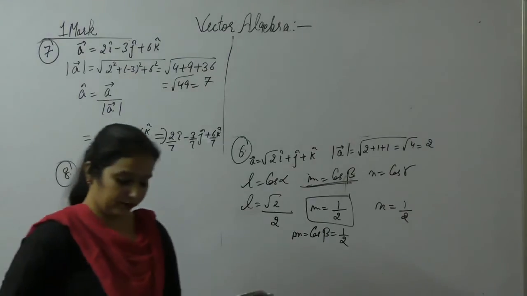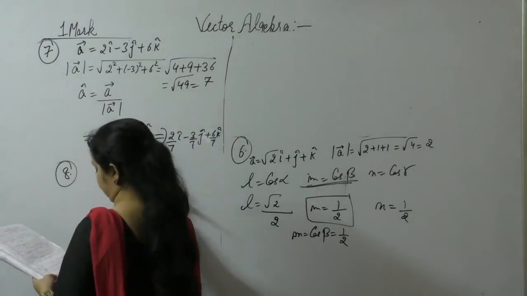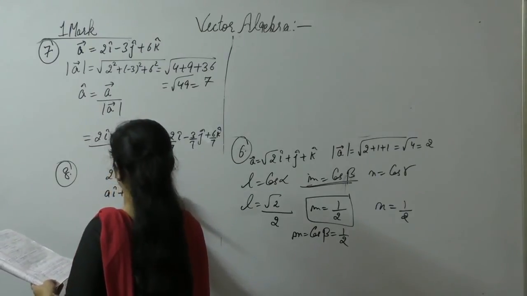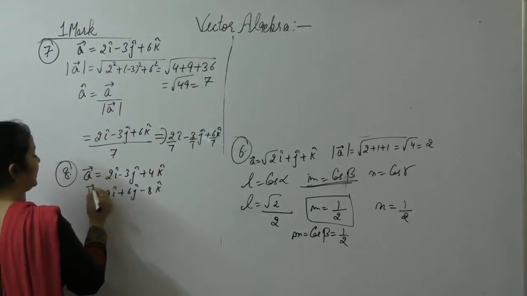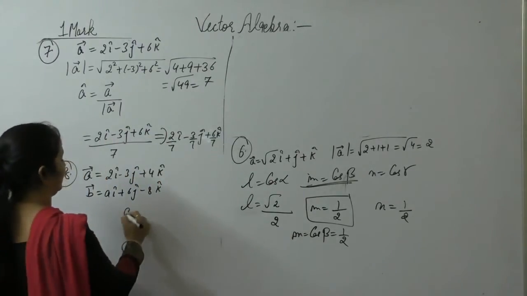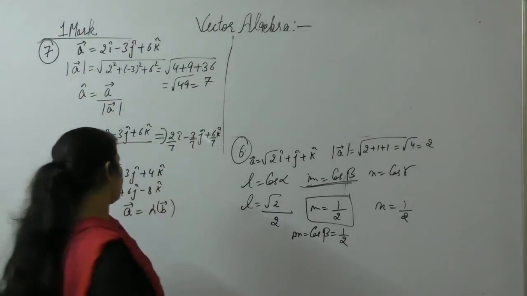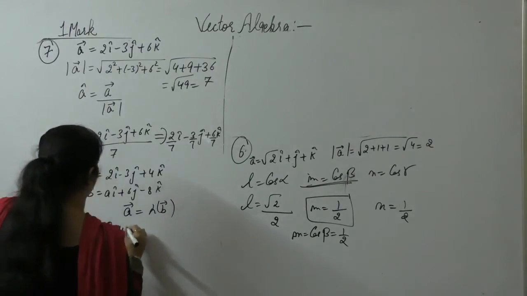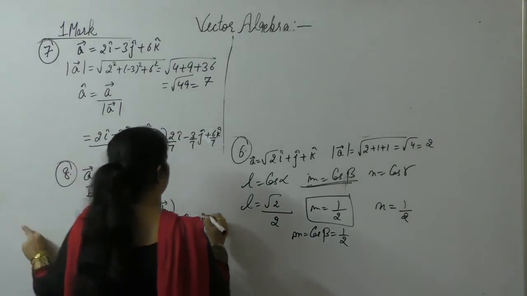For what value of a are the vector 2i minus 3j plus 4k and the vector ai plus 6j minus 8k collinear? Let this vector be vector a and this be vector b. We know that two vectors a and b are collinear if a vector is equal to lambda times b vector. Now put the values of a and b: 2i minus 3j plus 4k cap equals lambda times (ai plus 6j minus 8k cap).